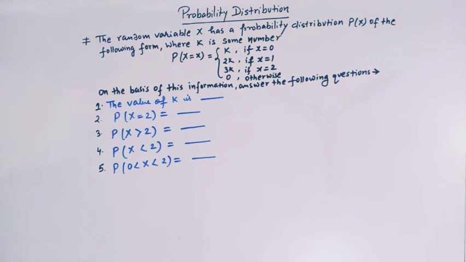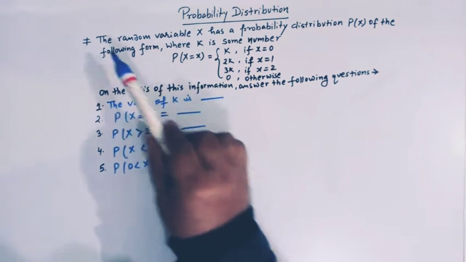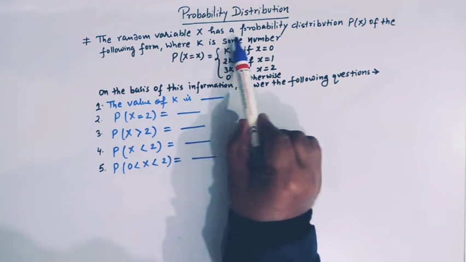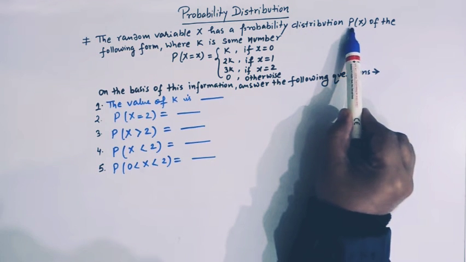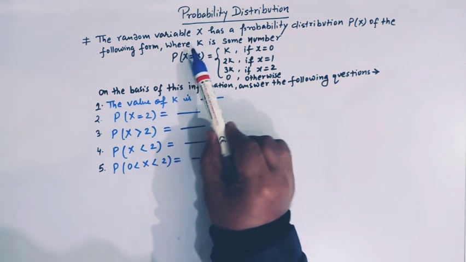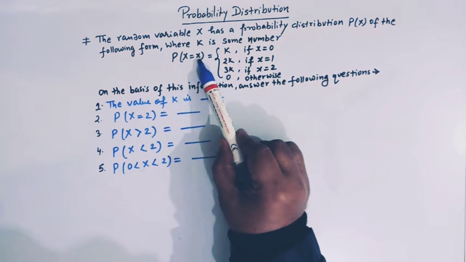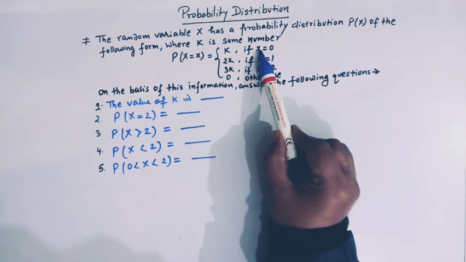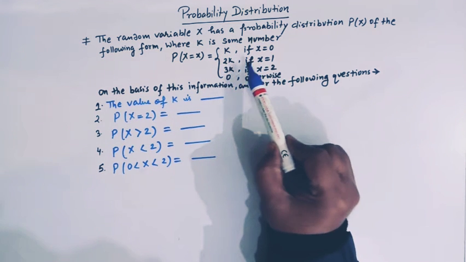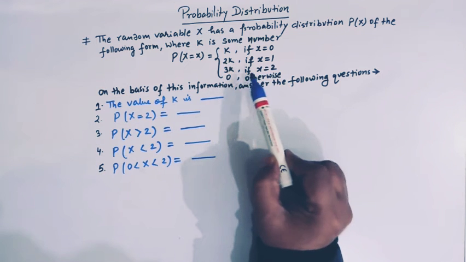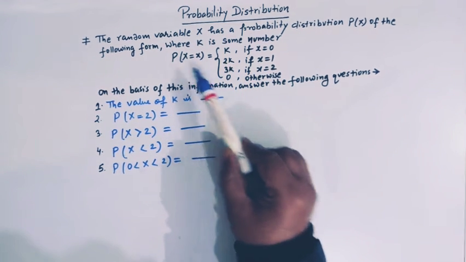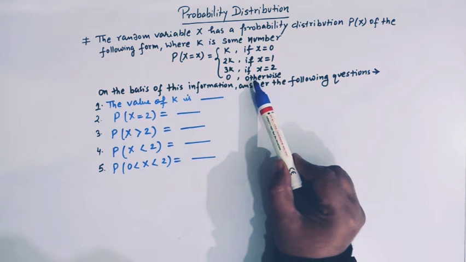Hello viewers, in today's class we are going to take up an important problem from probability distribution. So here we are given the problem. The random variable x has a probability distribution p of x of the following form, where k is some number. So here p of x equal to x is given as k if x is 0, 2k if x is 1, 3k if x is 2, and p of x is 0 otherwise.